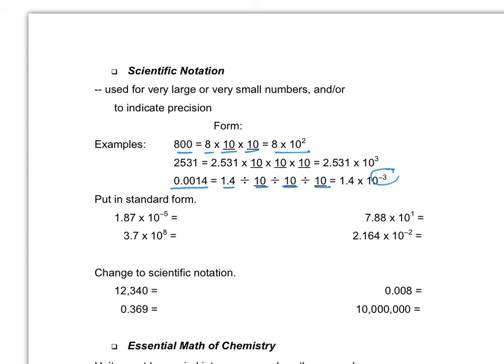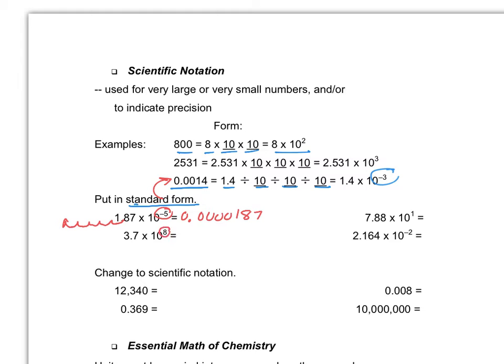So, a couple of examples. I'm going to put some in scientific notation. I'm going to take some out. Okay, if I'm putting this in standard form, then I'm moving my decimal this many places. So it was 1.7 times 10 to the negative 5, which means it was a number that was less than 1. So I'm moving my decimal this way, 1, 2, 3, 4, 5 places. So I'm going to have 0.0000187.